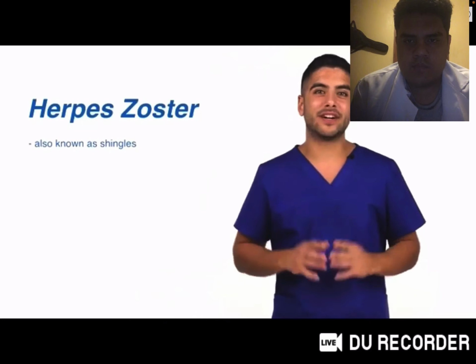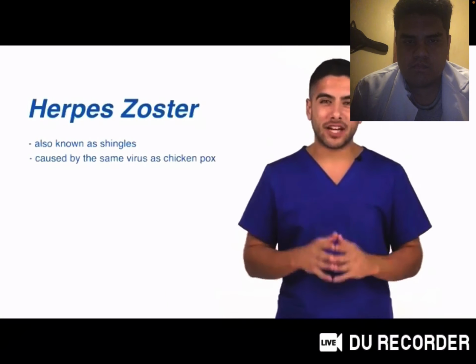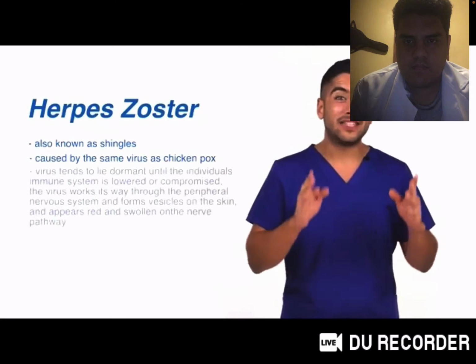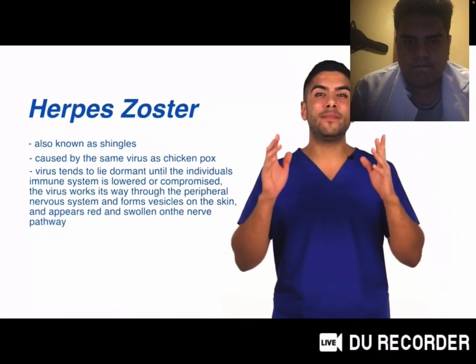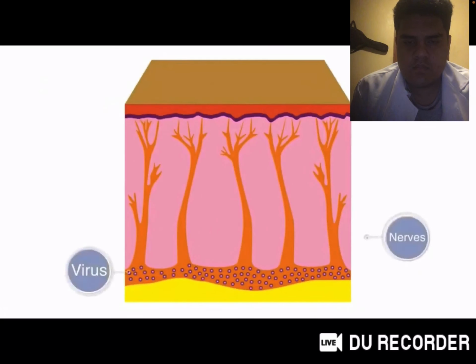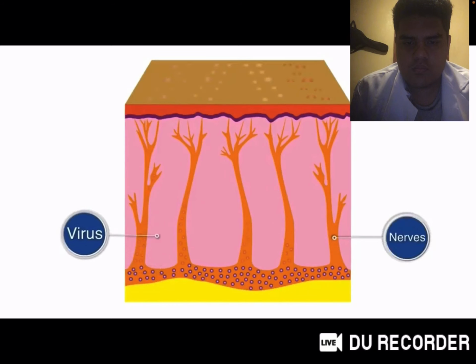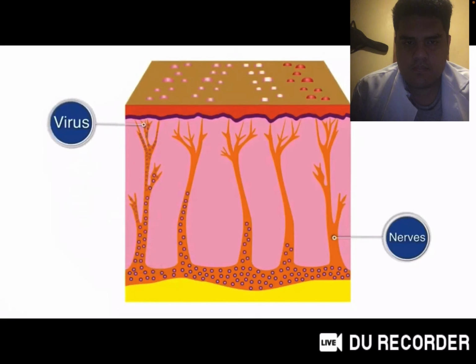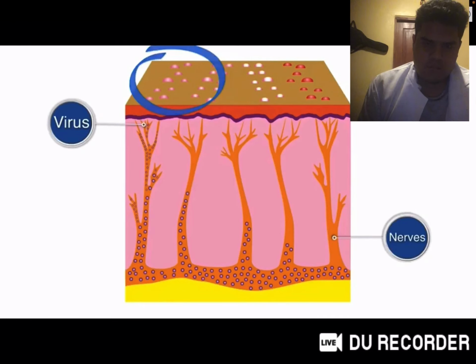Like we mentioned, shingles, or herpes zoster, is caused by the same virus as chickenpox. The virus tends to lie dormant, and once the individual's immune system is lowered or compromised, the virus works its way through the peripheral nervous system, and once on the skin, it forms into small vesicles or lesions and appears red and swollen along the nerve pathway. These lesions are located along the nerve fibers of the spinal ganglia.